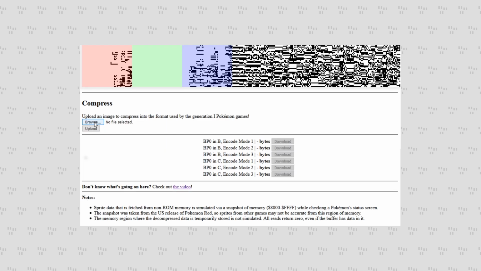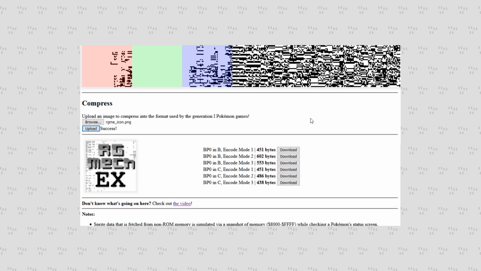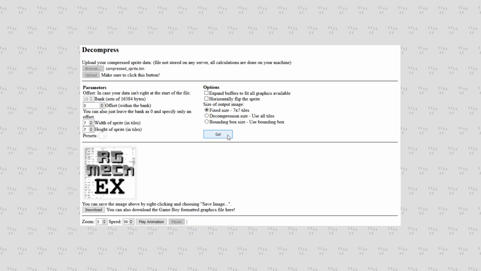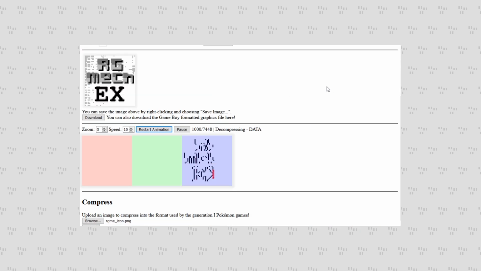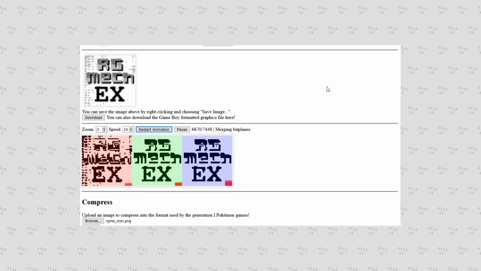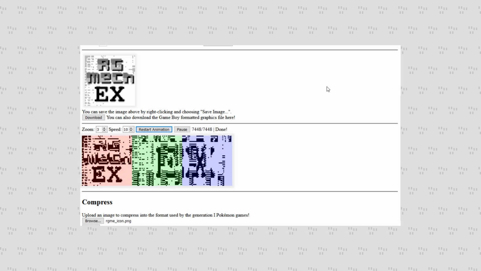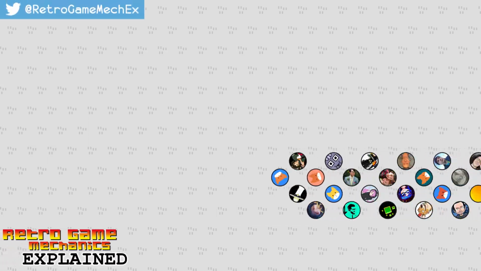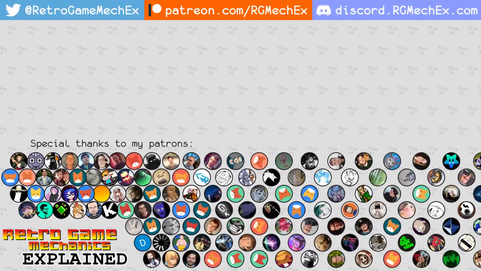There is also an option to upload an image of your own and compress it with the same format. This means you can then feed it right back into the web app to watch it decompress, or even use the data to insert into a ROM hack if you would like. The code is not minimized or obfuscated, so you can check the source of the page if you would like to look at the somewhat ugly JavaScript code I've written. This concludes the trilogy of videos on Pokemon sprites.